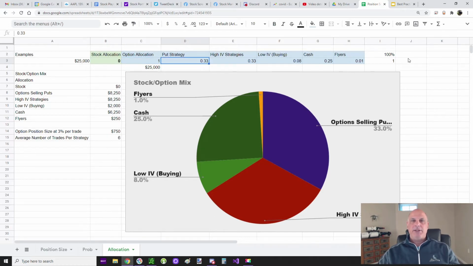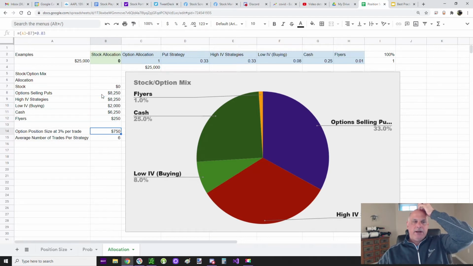My put strategy is still 33%. My high IV is still 33%. Low IV is almost 1%, 25% on cash, and my flyers is 1%. So that gives me 100% over here on the right. That just tells us that we're entering the right numbers. So this tells us, and we start with the purple, that the option selling put premium says that we can sell up to $8,000 of our portfolio. We're going to consider that for selling put strategies.